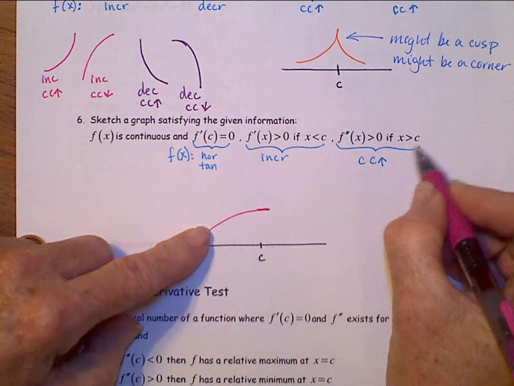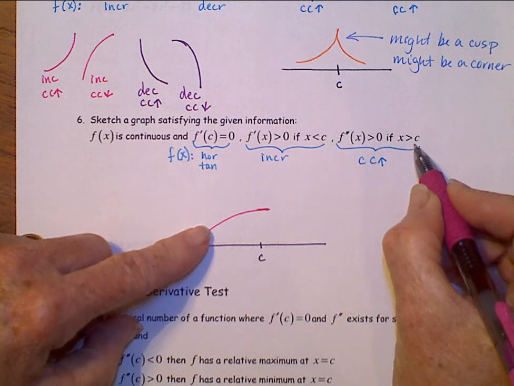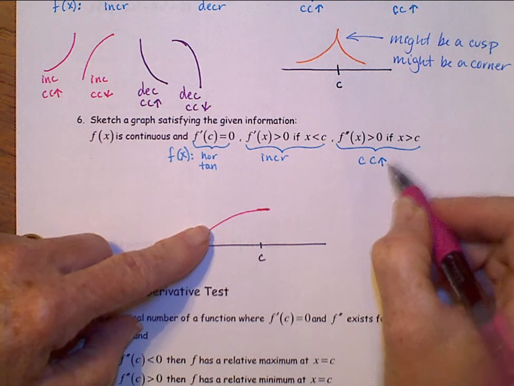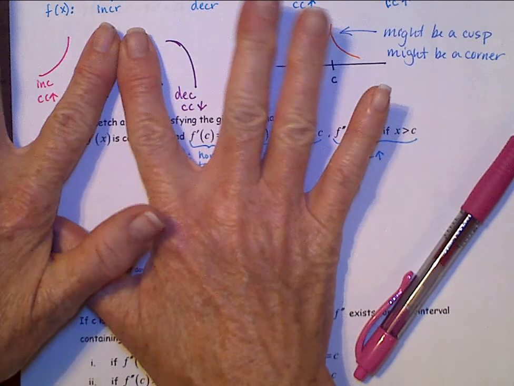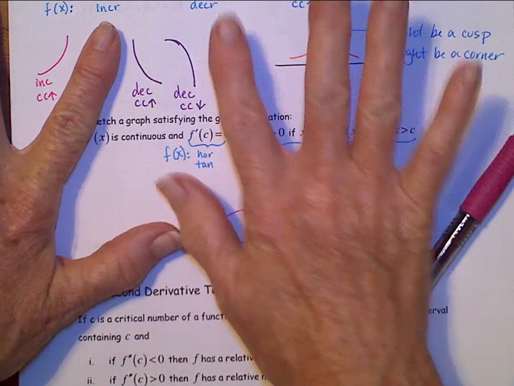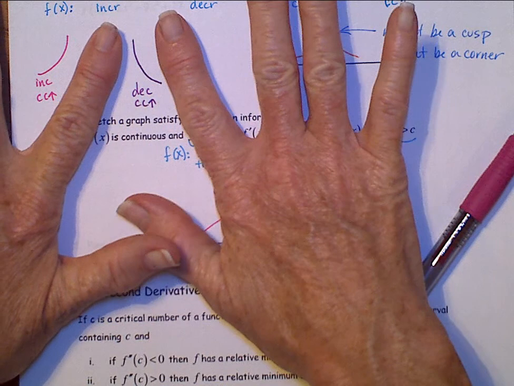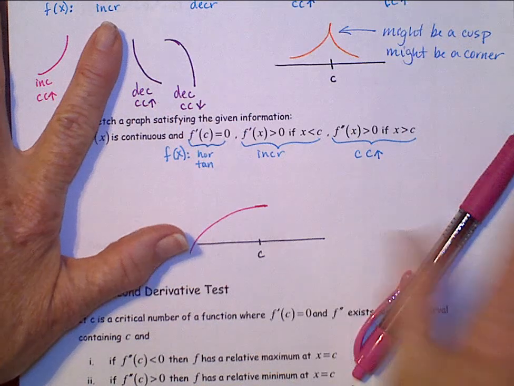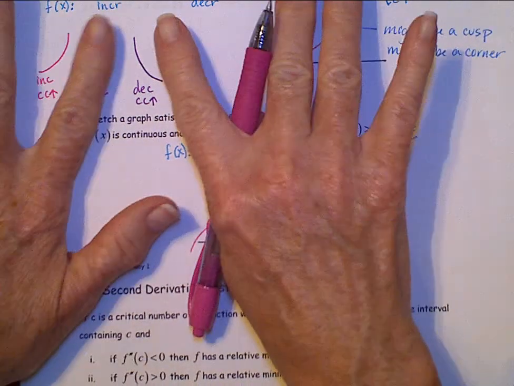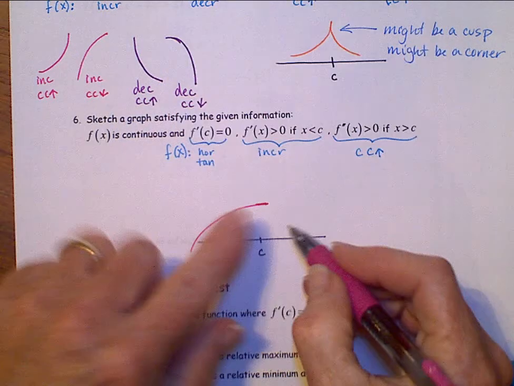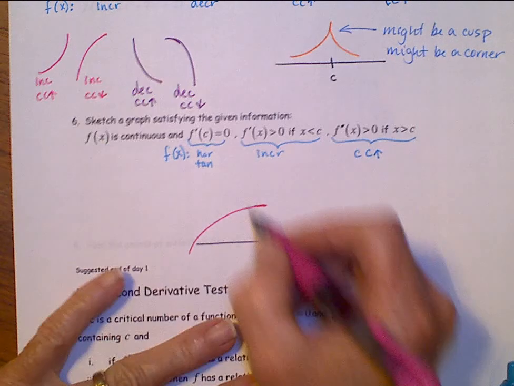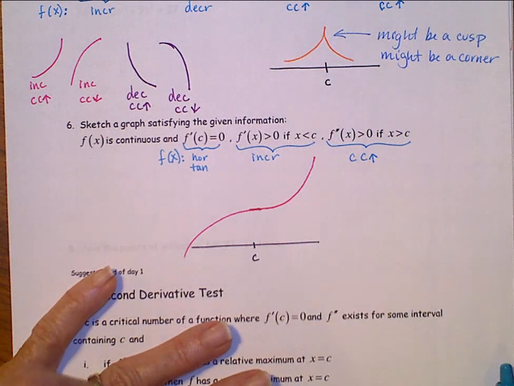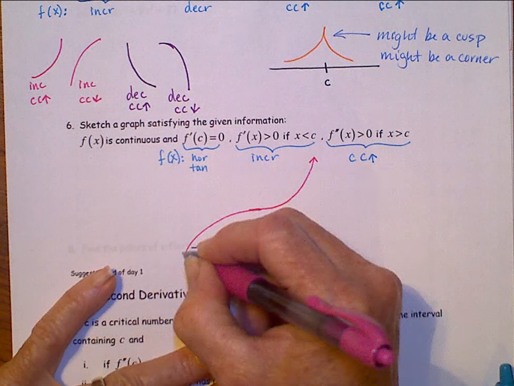On the other side, f double prime is greater than 0 when x is greater than c. We have to be concave up. There are two concave up possibilities, and it's those two right there that I kept uncovered. Which one of those concave up pieces, because it's got to be over here, so the left side of that concave up piece has to fit over here. And it's got to be this increasing concave up one, so we have something like that. All right.